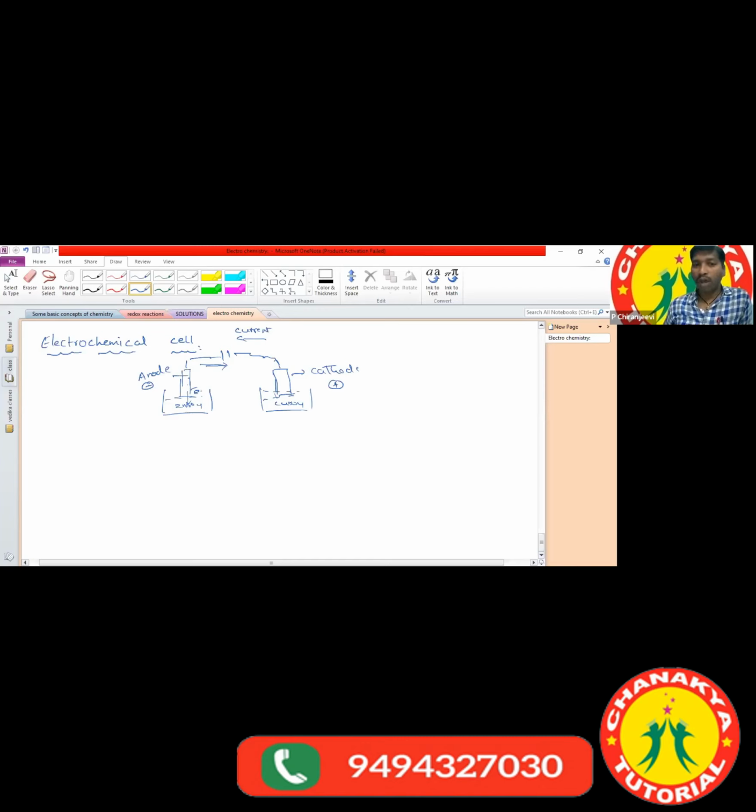These two are connected with the salt bridge. Why are they connected with the salt bridge? The inverted U-tube we can call a salt bridge. The salt bridge contains agar gel, and KCl, ammonium chloride NH4Cl, and potassium nitrate KNO3. It contains a paste of agar gel with KCl, ammonium chloride and KNO3.